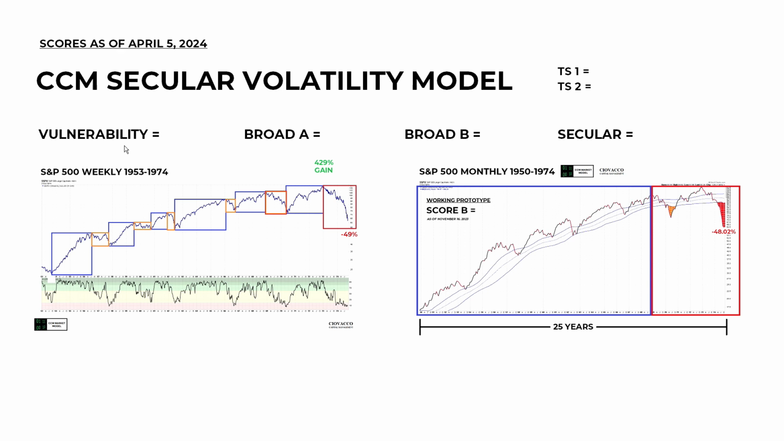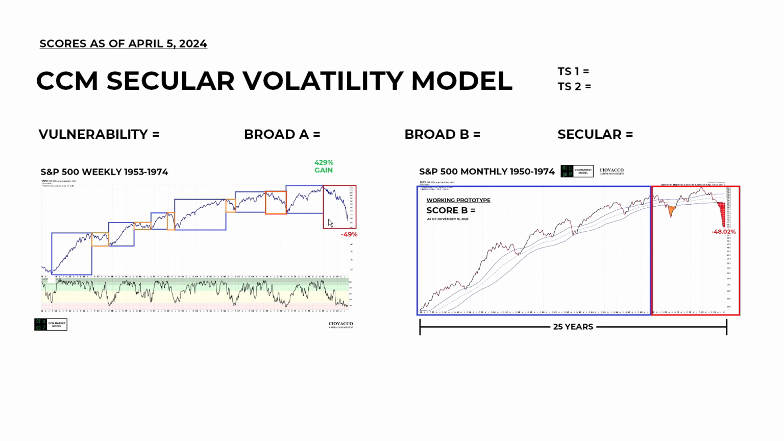So you've got 4 primary scores here, and we want to know, how do they look on April 5th, 2024? All of them, again, between 0% and 100%. The higher, the better. The higher, the more you look like the blue boxes.